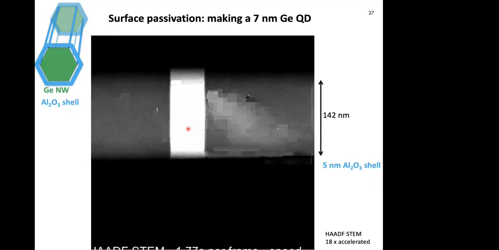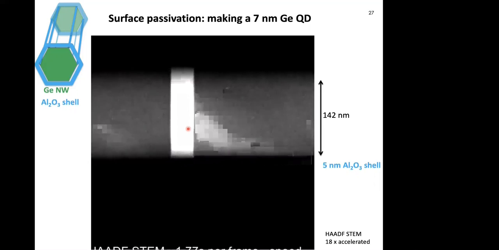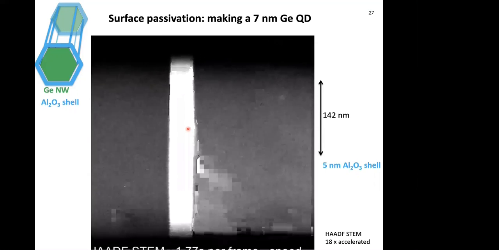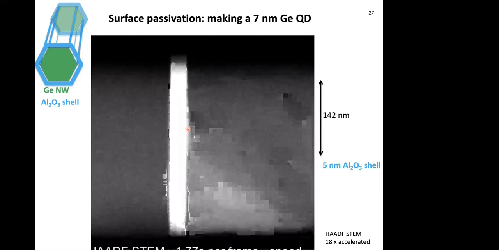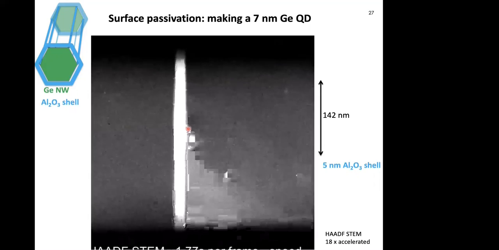And in this way, it's possible to deterministically fabricate in situ a germanium quantum disk, in this case, or quantum dot of a defined size. So in this case, Annie made a disk of 7 nanometers, which I think is really nice.